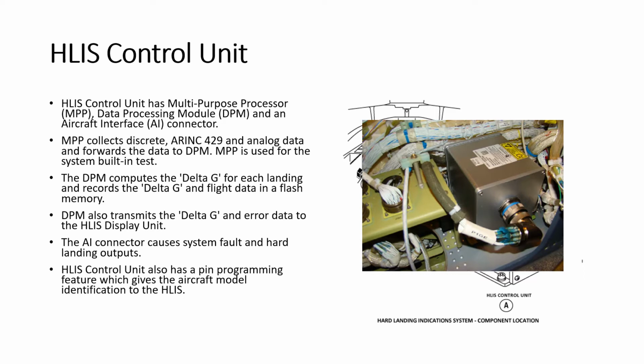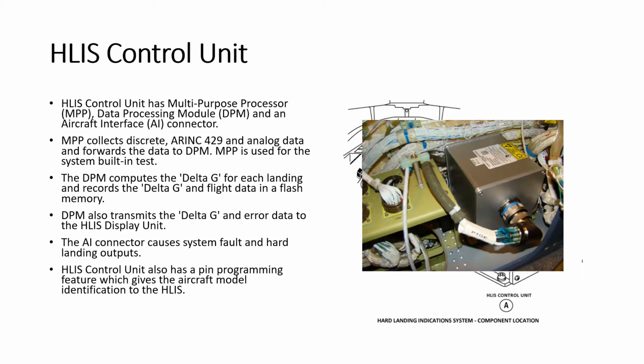So this system has a hard landing indication control unit as the core of its system, which has a multi-purpose processor and a data processing module and an aircraft interface connector. The multi-purpose processor collects discrete, ARINC 429 and analog data and forwards that data to the DPM, the data processing module. The MPP, the multi-purpose processor, is used for the system built-in test.